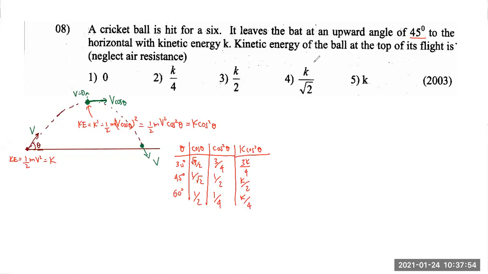So for this particular question, the answer is going to be K by 2, because for cos square theta, I have to substitute cos square 45. Therefore, the kinetic energy will be half.